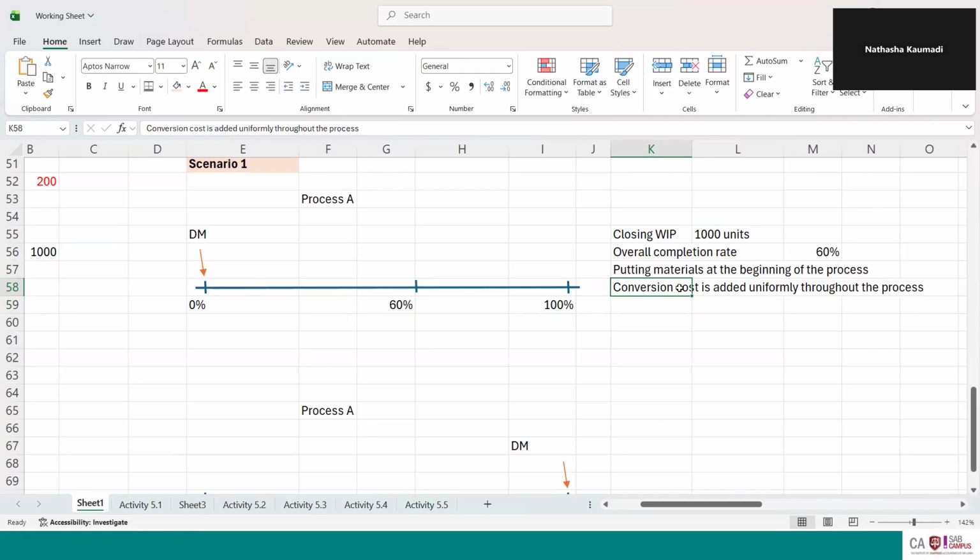80% completed means 80% conversion cost is also added. 70% completed means you have put 70% conversion cost uniformly throughout the process. Right. Now my point is different resources you are putting in different levels, different degrees. See, materials 100% requirement you put at the very beginning of the process.